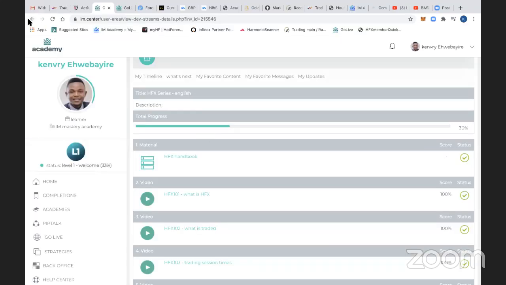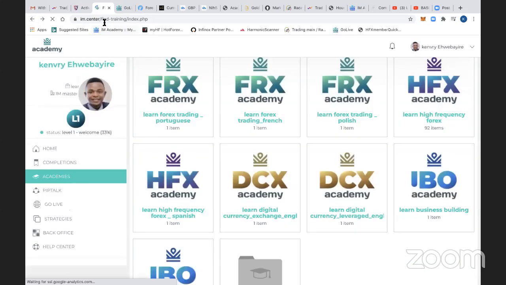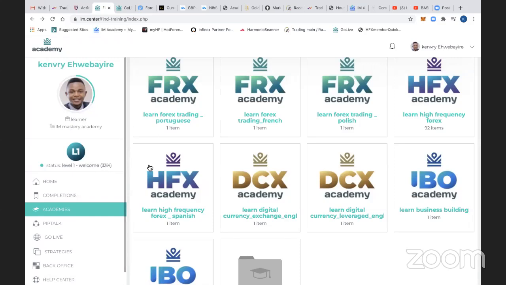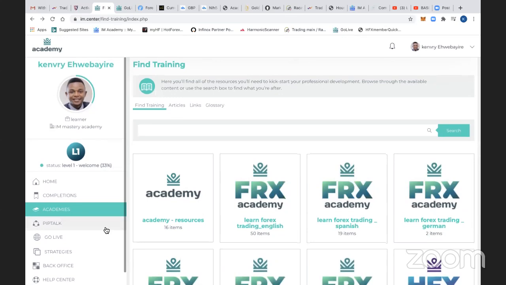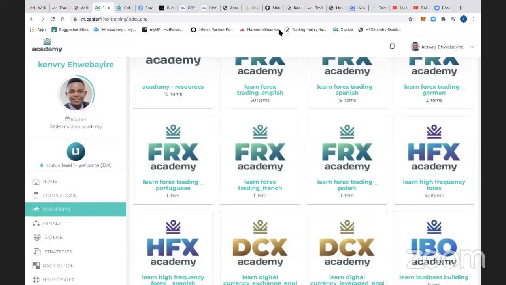So first, how do you access the IAM.center? It's www.iam.center. You log in with your username and a password. This is what is going to show in your system. If you're on the HFX platform, you're not going to see all of this. The only thing you're going to see is HFX and IBO.